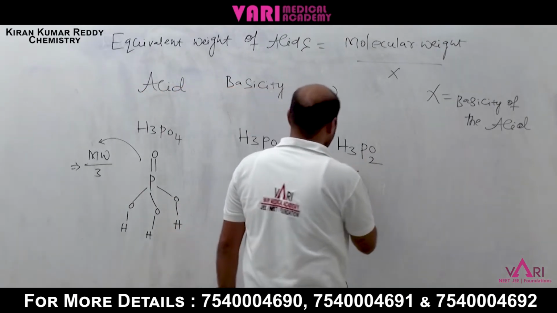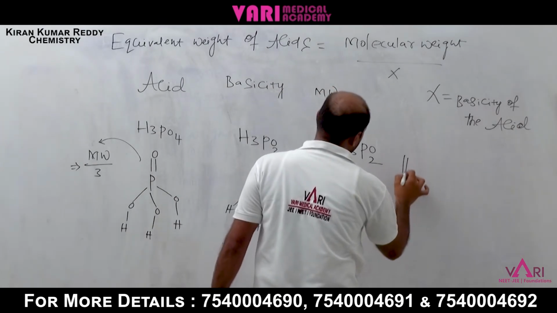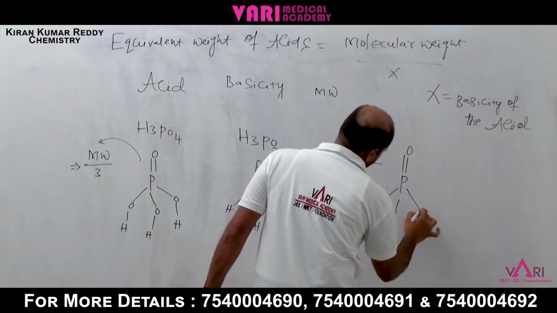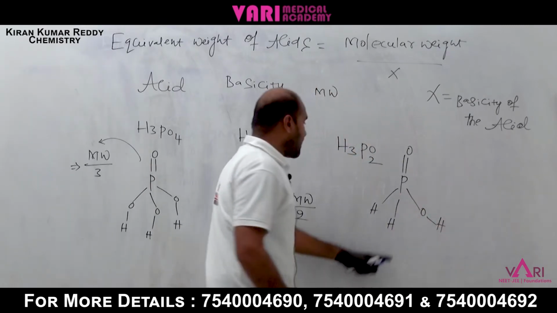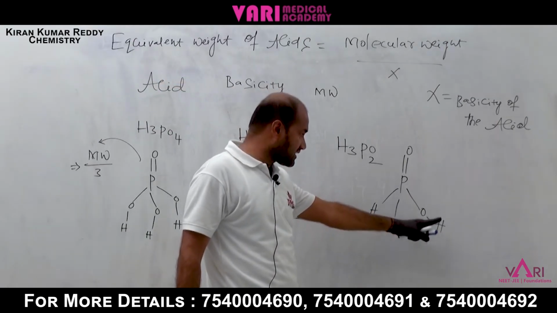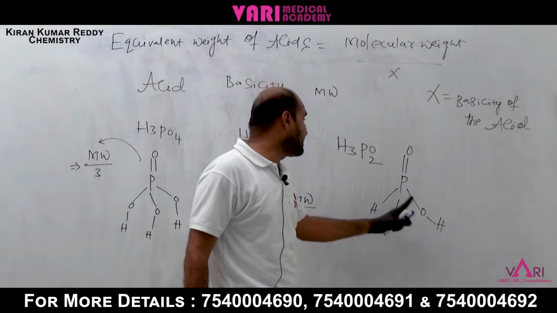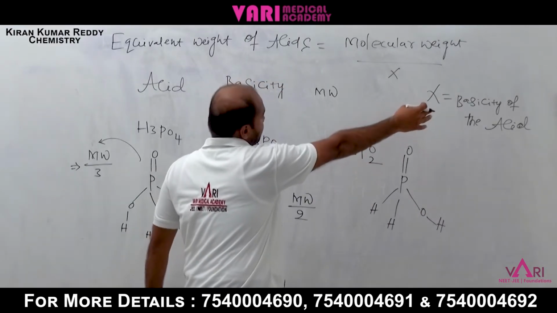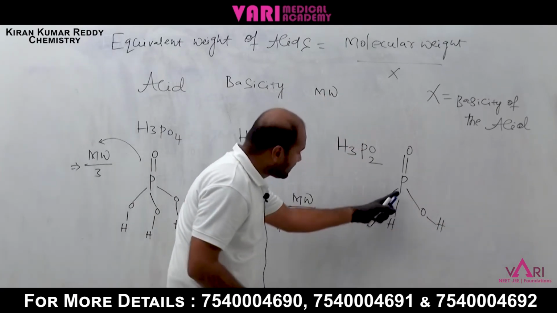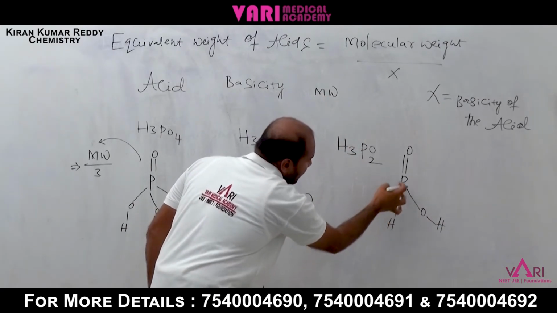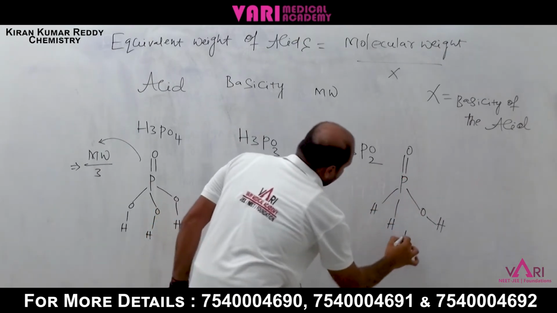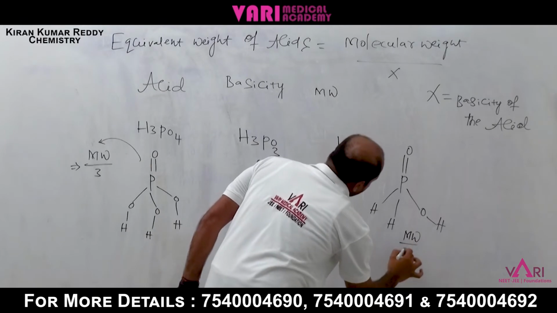Here also, what is the structure of this one? P double bond O, here is one hydrogen, here one other hydrogen, here is OH. In this oxy acid structure, the number of hydrogens joining with oxygen is equal to the valency, that is the basicity of the acid. Here how many hydrogens are joining? This one is directly attached to phosphorus, this one is attached to oxygen. Now write molecular weight by 1.